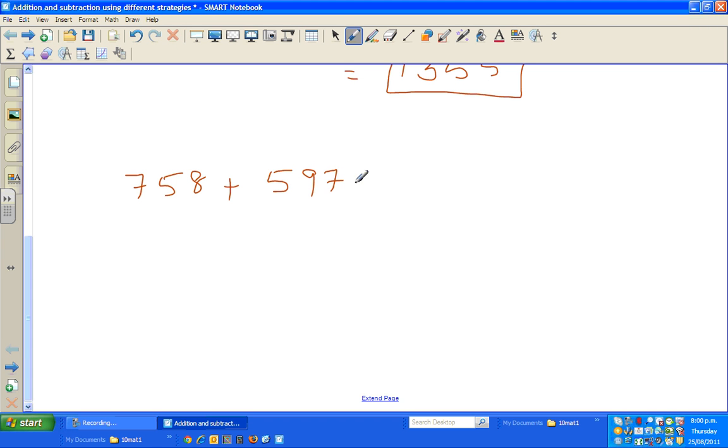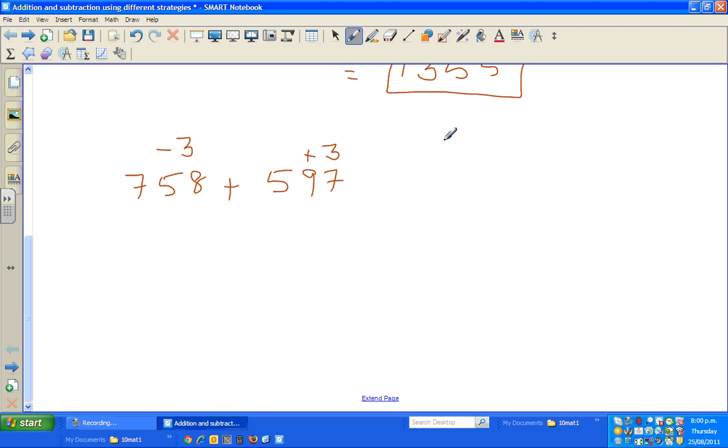This is called adding by compensating. You don't need to remember the names. Names are not important. What I'm thinking is, I want to make this a tidy number. 597, I know, is very close to 600. So what happens if I add 3 to this? This will become 600. If you add 3 to this, you have to take away 3 from this.